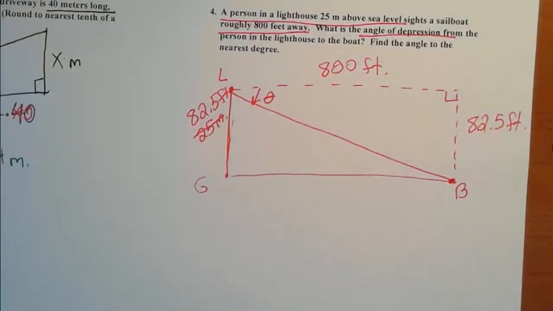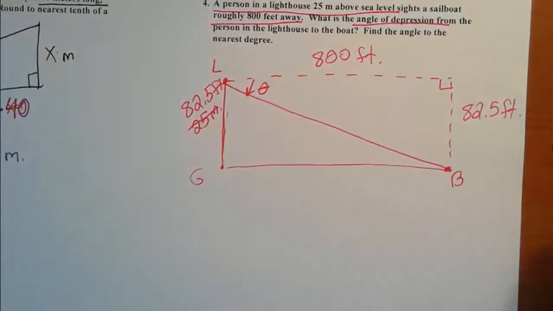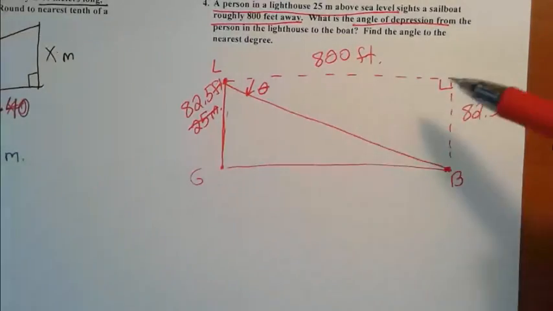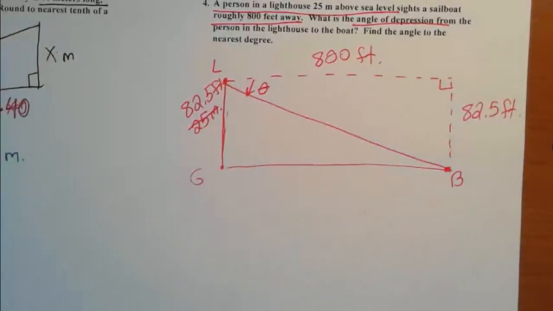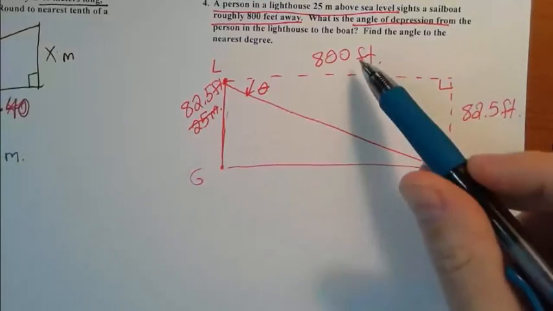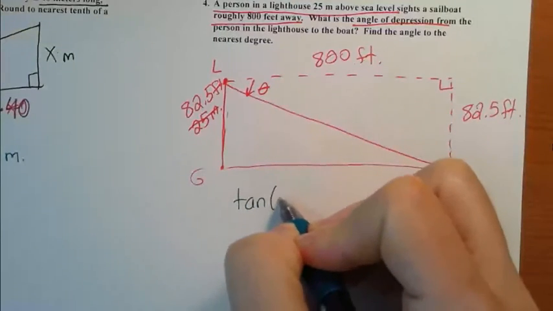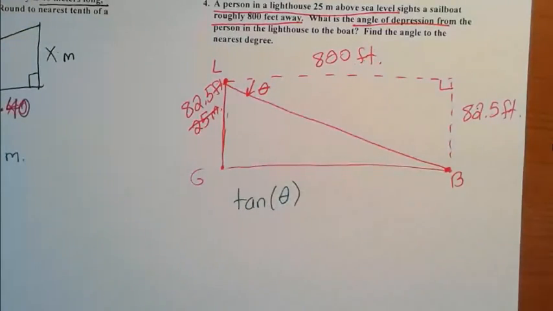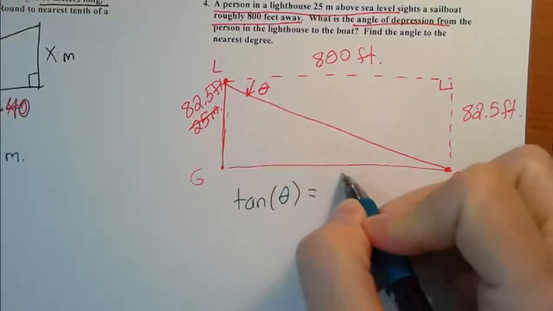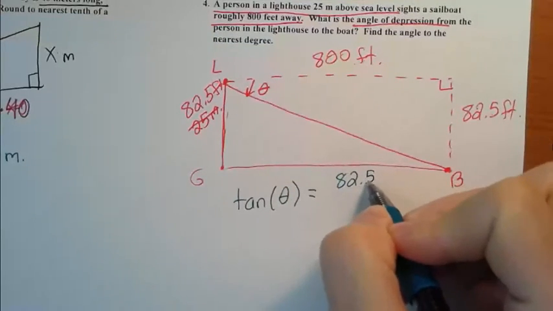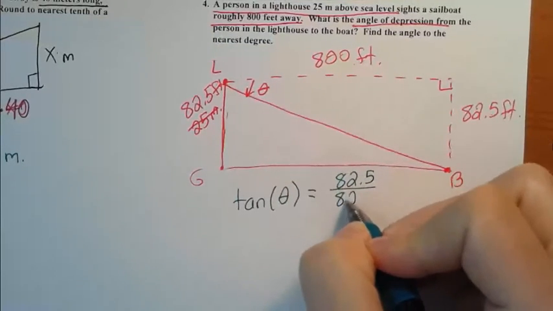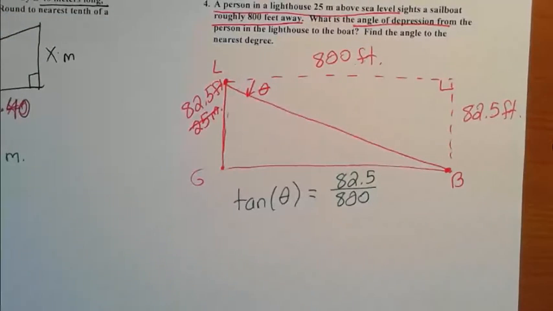So we're going to set up a function to figure out what this angle is if two of the sides are 800 and 82.5 from our picture so far. So this is opposite and adjacent sides. So first I would set up a function that's tangent of theta would be equal to 82.5 divided by 800.